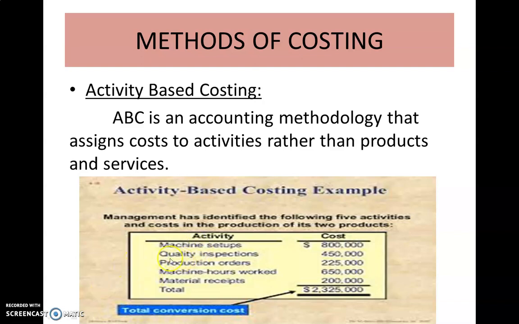In this example we can easily see that rather than assigning cost to material, labor, expenses, we are assessing values for the different activities called setup, inspection, production order, machine hours worked, the total value of material reserves. So these are all the different activities which are involved in the manufacturing process. So ABC costing is giving values to the important activities which are helpful for the manufacturing of goods and services.